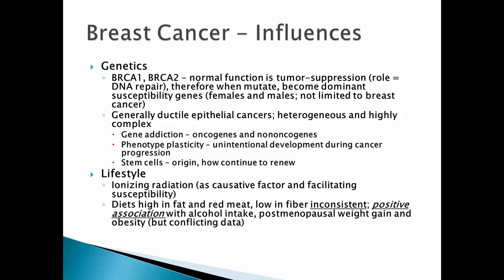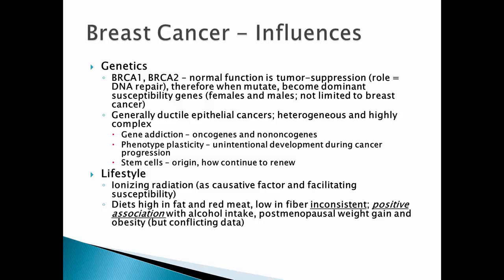So remember, the normal function of BRCA1 and BRCA2 is tumor suppression, and its role is in DNA repair. So when you get that mutation, you get a dominant susceptibility gene. Generally, BRCA1 and BRCA2 mutation cancers are ductal epithelial cancers, and they have a variety of looks, so they're heterogeneous and they're highly complex. In with that complexity are three additional ideas.